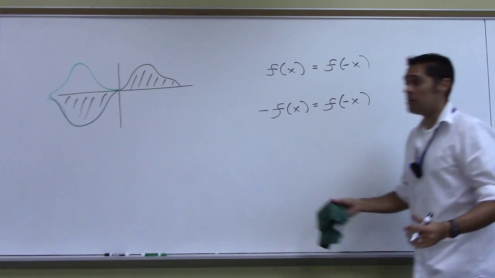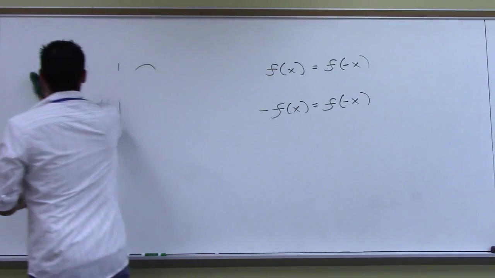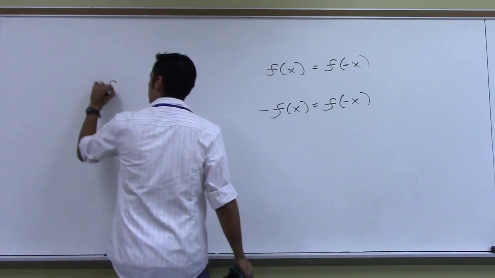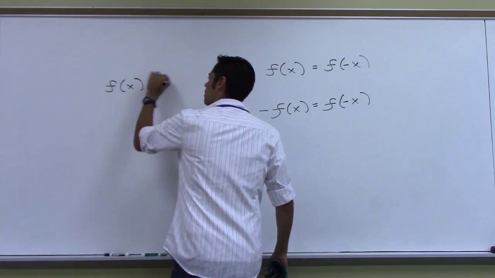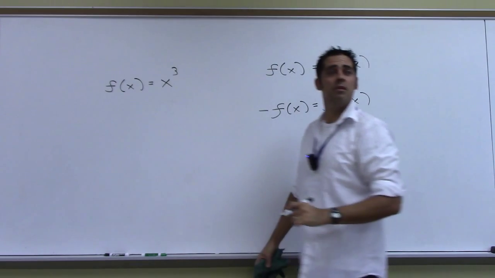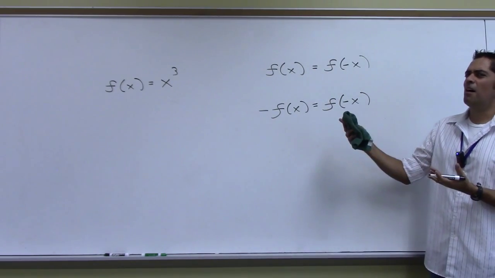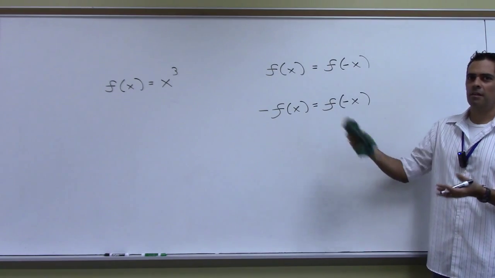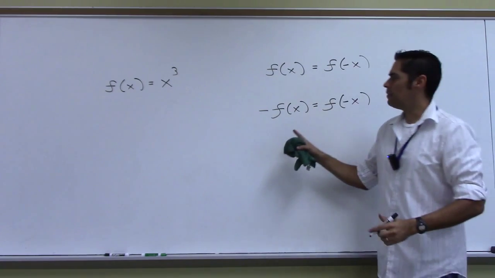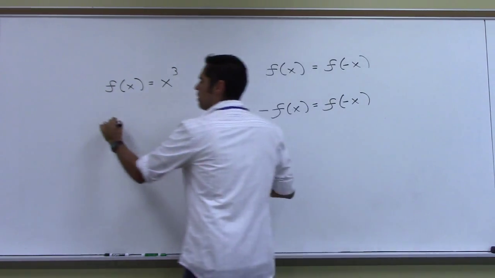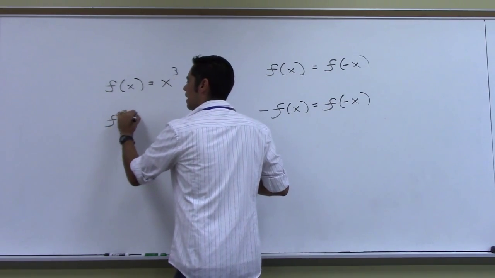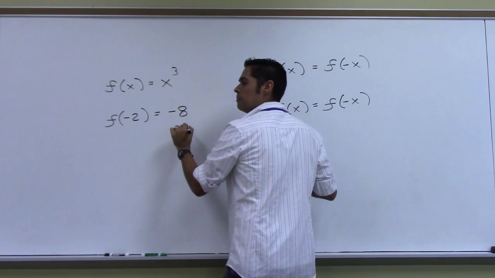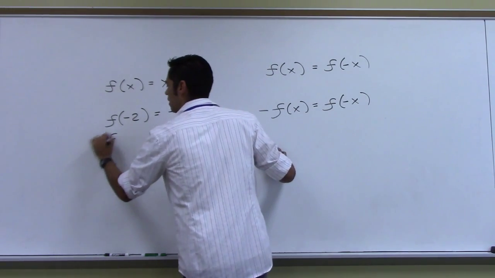Can somebody give me an example of an odd function? Sine is an odd function. Not quite as easy to check, though. How about this? X cubed. Does it make sense that that would be an odd function? What's the power on it? It's odd, right? So let's see what happens if I plug a negative number into this. I plug in -2, what do I get? -8.